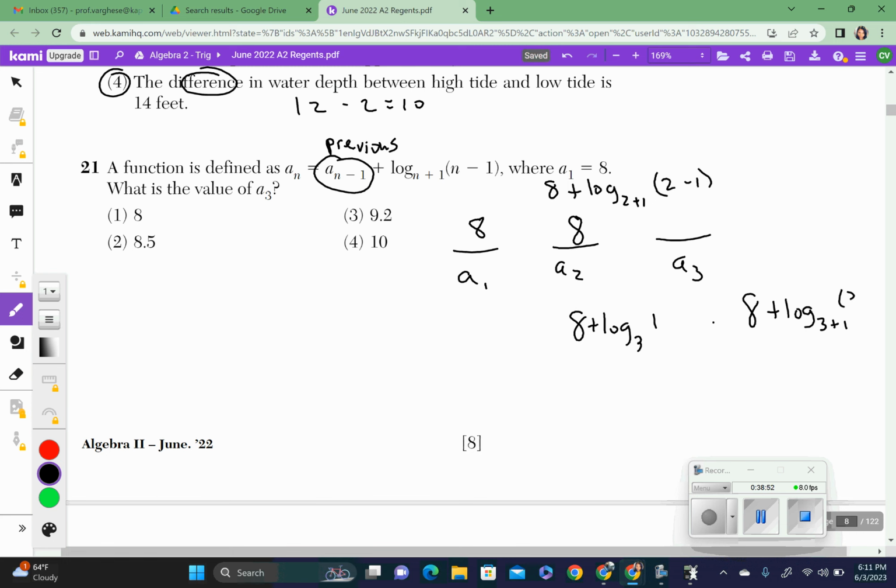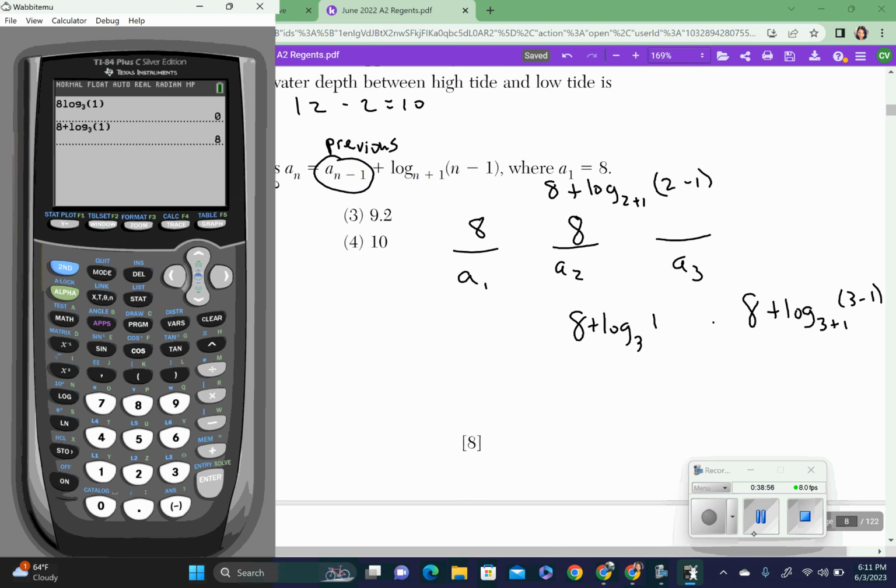And then this is going to be 3 minus 1. So I could put that into the calculator. If you don't want to do any of the math in your head, you could just type all of that into the calculator. So 8, don't forget the plus sign, and then log is math, go down to log base, enter, and then we're going to do 3 plus 1, which is 4. You could write 3 plus 1 there, and then here this is going to be 3 minus 1, hit enter, and that's going to give you 8.5.